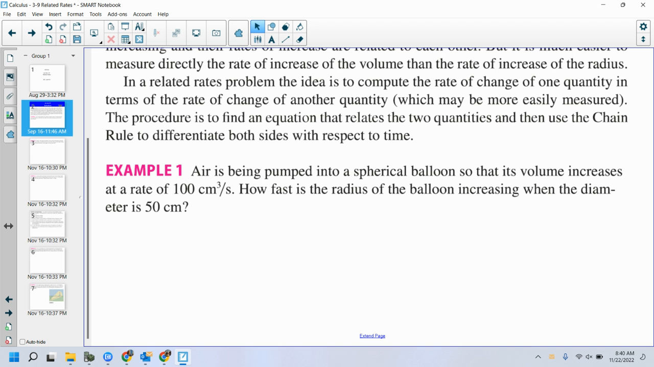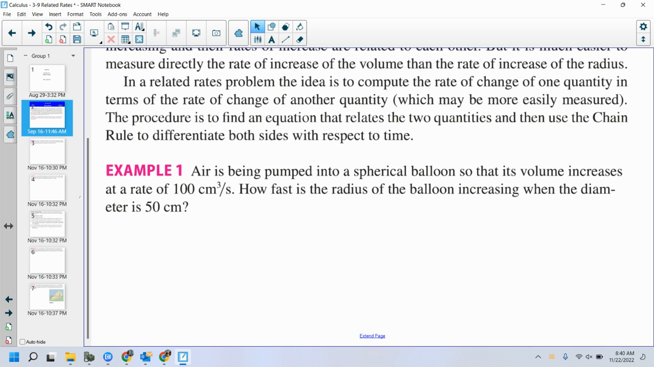Air is being pumped into a spherical balloon. And again, we are assuming a spherical balloon here. I know balloons are oblong shaped, but we're assuming a spherical balloon. Air is being pumped into a spherical balloon so that its volume increases at a rate of 100 centimeters cubed per second. How fast is the radius of the balloon increasing when the diameter is 50 centimeters?